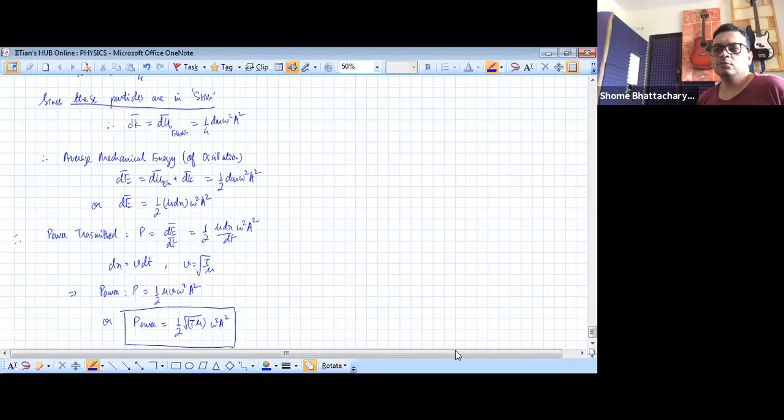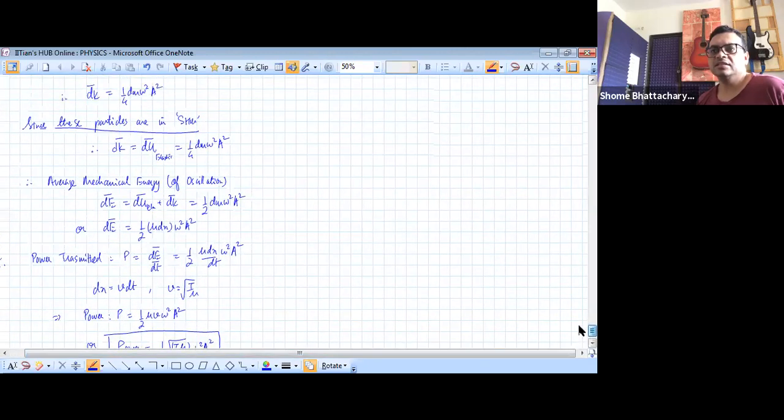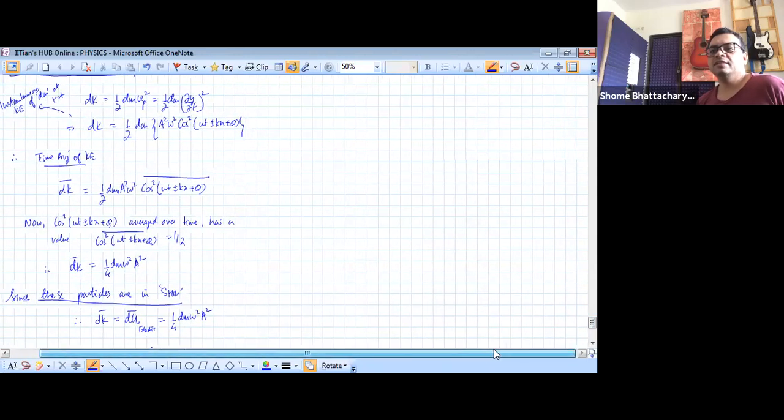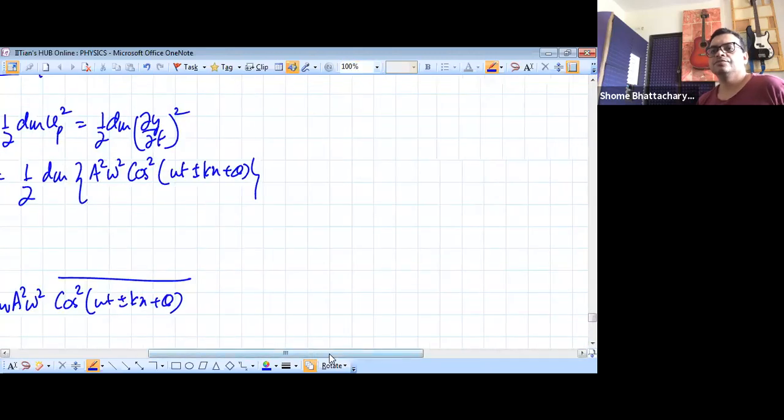So we'll come back to the formula of power, but first let's understand this average value of cos square function and its significance. So let's concentrate on this section over here, the instantaneous kinetic energy of that particle. Let's try to understand why we have averaged out the cos square function and how we've averaged it out.